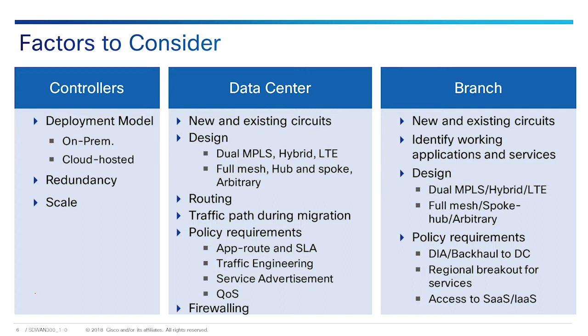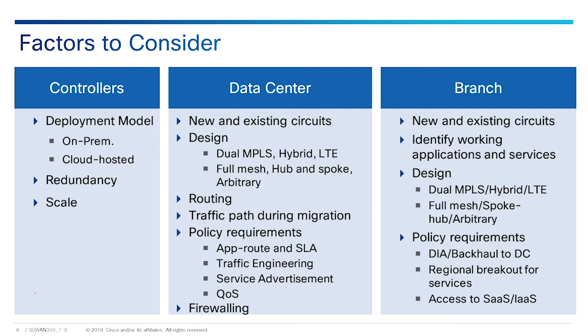In the data center, when deploying SD-WAN, along with the previously mentioned topology considerations, number and type of transport networks, you must consider the design of routing, firewalling, and traffic paths during a migration. For example, you must consider QoS requirements on all data center devices on the traffic path. Also, traffic engineering might impact operations in the data center.